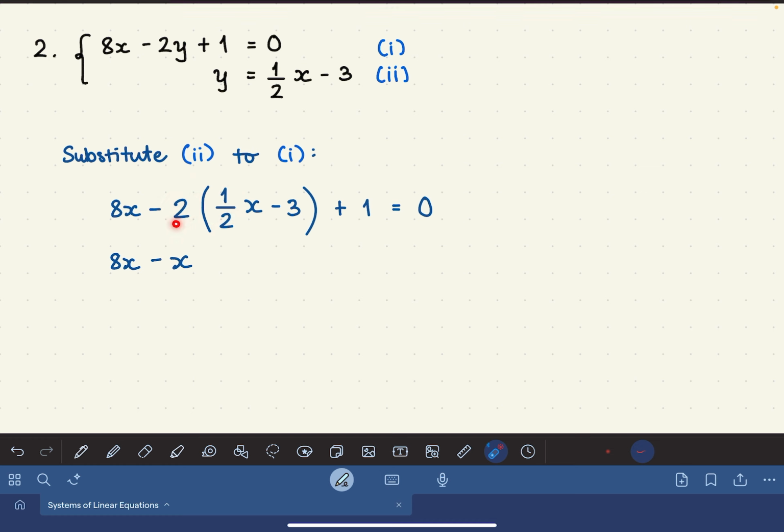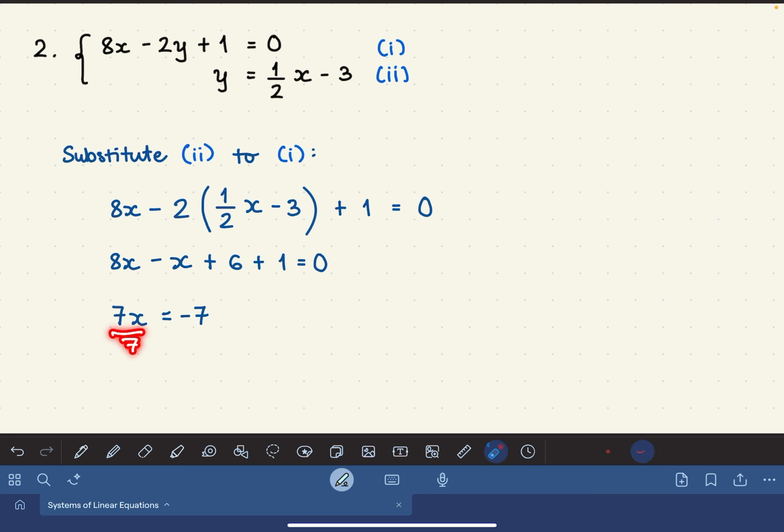So we'll have minus x. Then for the next one, 2 here multiplied here, we will obtain plus 6 since we have here negative 2 times negative 3. Plus 1 equal to 0. Then from here, observe that 8x minus x would give us 7x. Then 6 plus 1 would give us 7. Move it to the other side and we will obtain negative 7 out here.